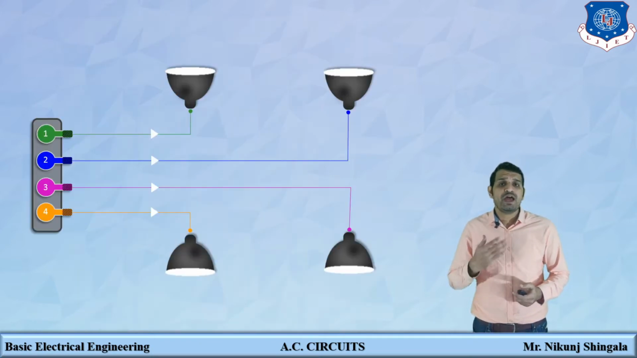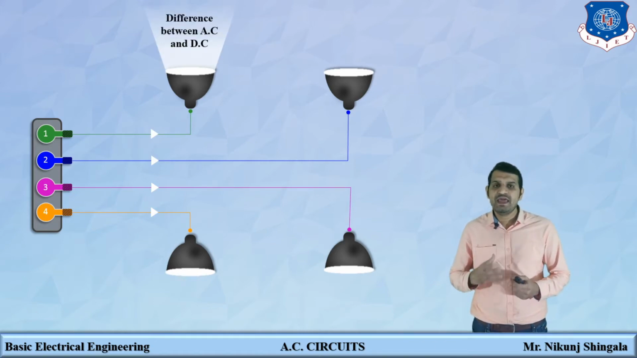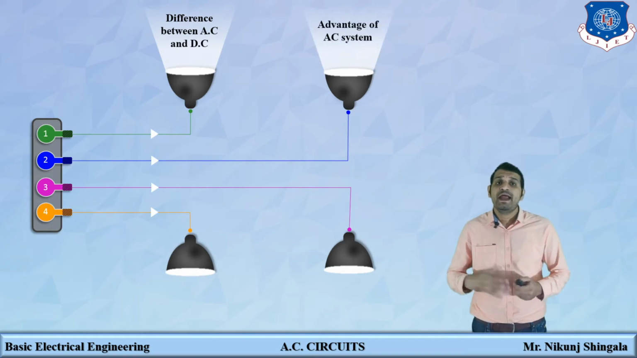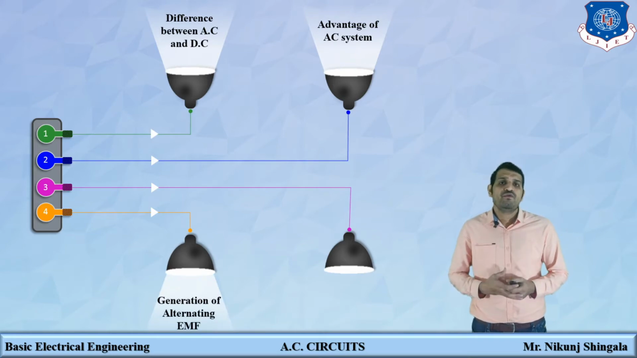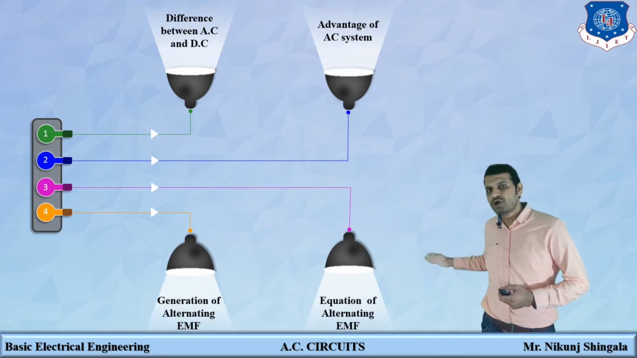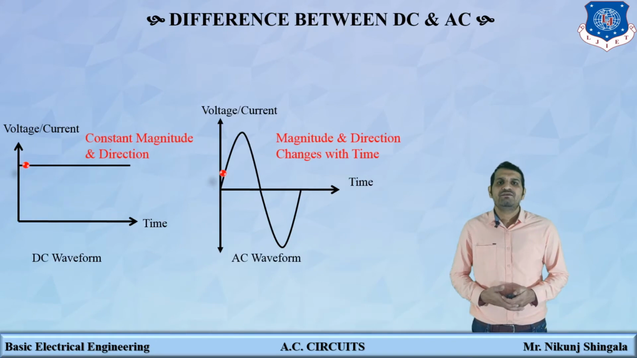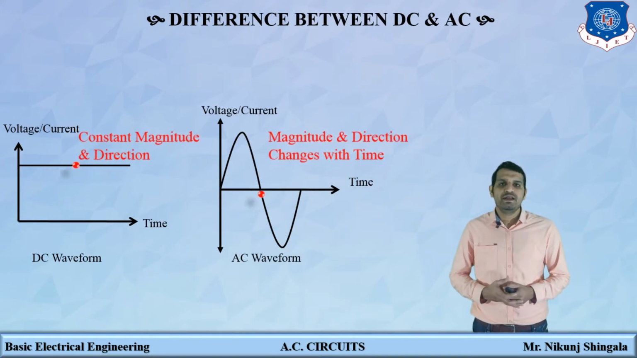Now let us see what I am going to explain in this video lecture. The first thing I am going to discuss is the difference between AC and DC. Then advantages of AC circuit over the DC circuit. Then how voltage, that is EMF, is generated, that is the generation of alternating EMF. And the last thing, deriving the equation of alternating EMF. So these are the different topics that I am going to discuss in this video lecture. So let us start with the difference between AC and DC.